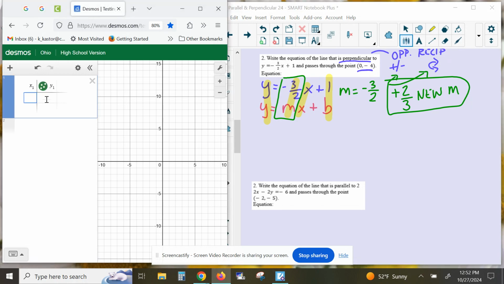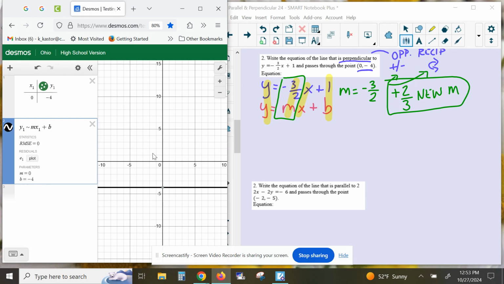Table. I'm going to put my point in the table, which is 0, -4. So he's in the table. I got baby 1s on my x's and y's. That's exactly what I want. Go to my next line. I'm going to type in my secret cheat code, y1 tilde mx1 plus b. So type in your cheat code. And then remember, we have a new m right here. We want our m to be 2/3.